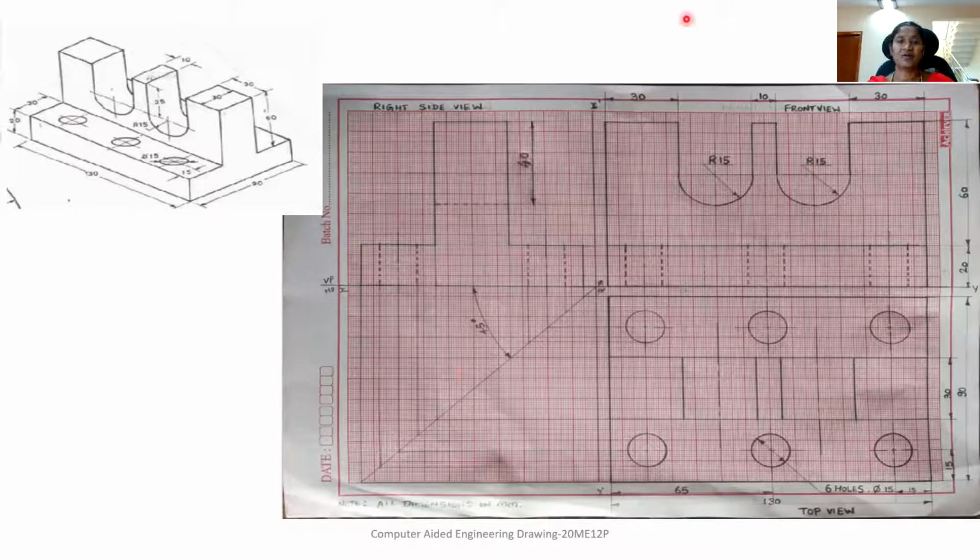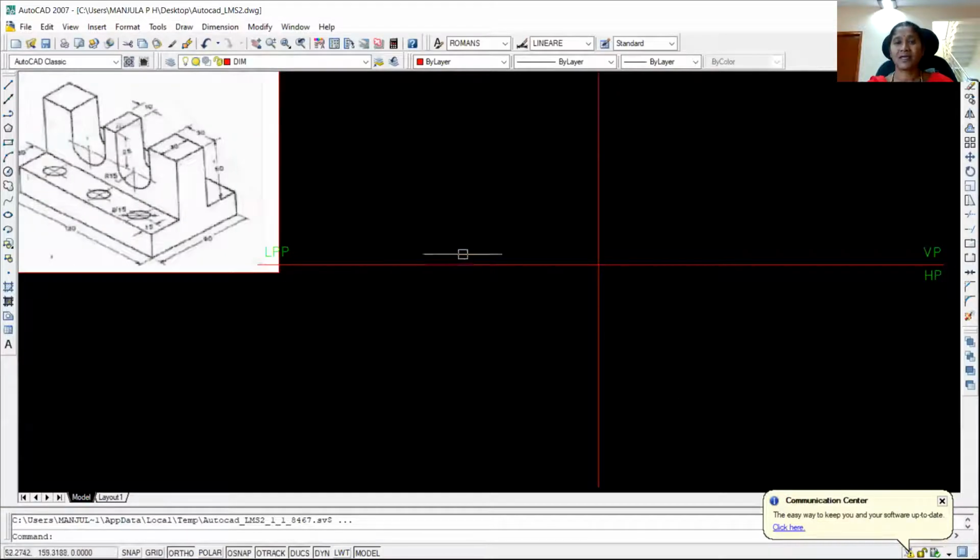Now we are supposed to draw the same thing in AutoCAD. So for that, you open the AutoCAD screen. This is our AutoCAD screen. In this region, again, what we have drawn in the sketchbook, we are supposed to draw the front view, the side view, and the top view. As soon as you open the AutoCAD screen, the first step is you set the units to millimeters. Then you set the limits to the A4 size, that is 297 by 210 mm.